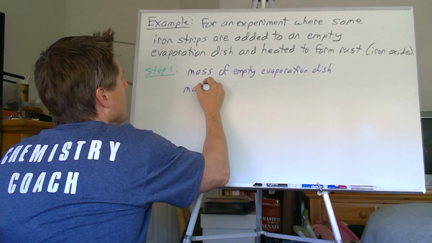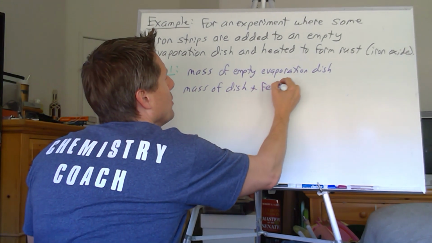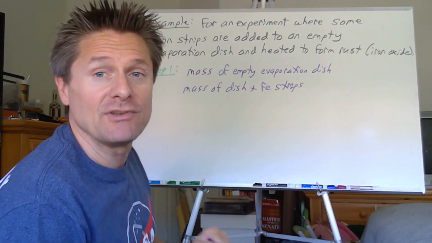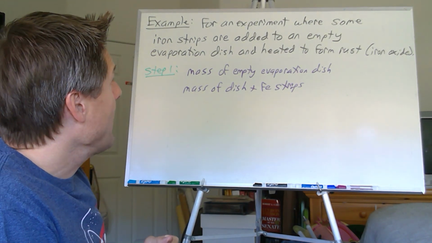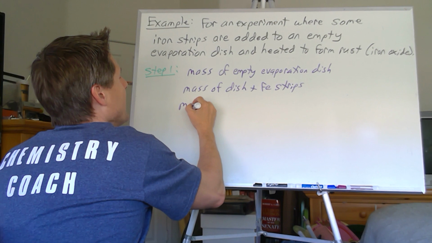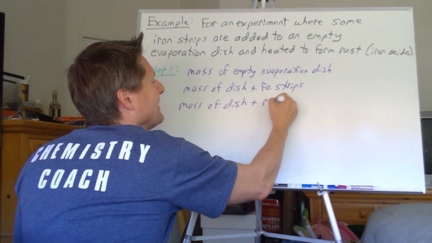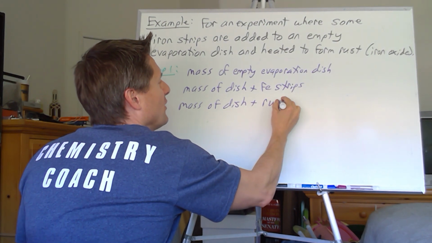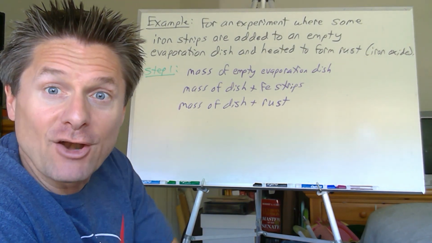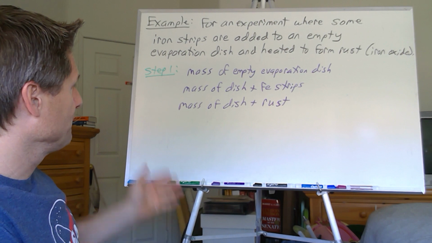Let's do mass of dish plus the iron strips. So we have not heated it yet. We just added the iron strips. And then we'll heat it up and get the mass of the evaporation dish plus the rust. Right, the caked on, hopefully we have a high surface area for that iron so it reacts with the oxygen from air. So we really only got 3 measurements here.